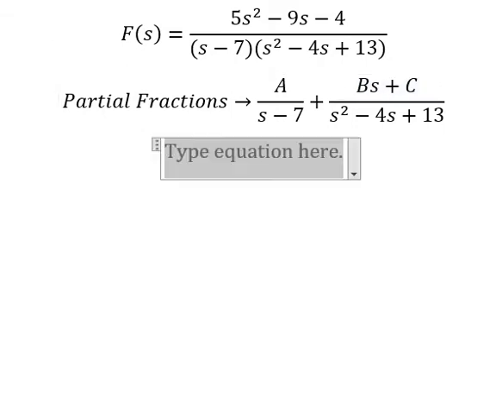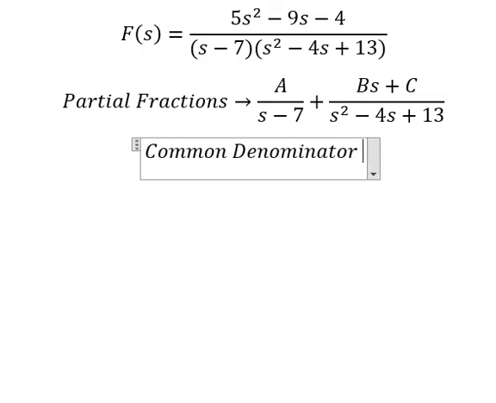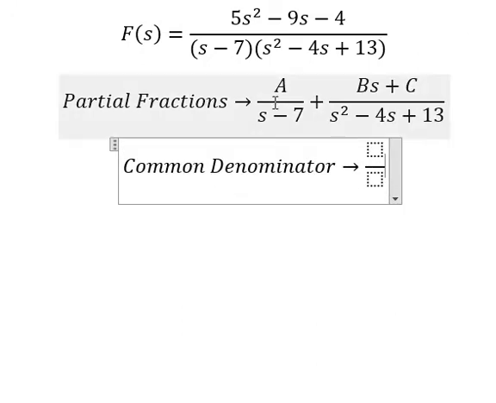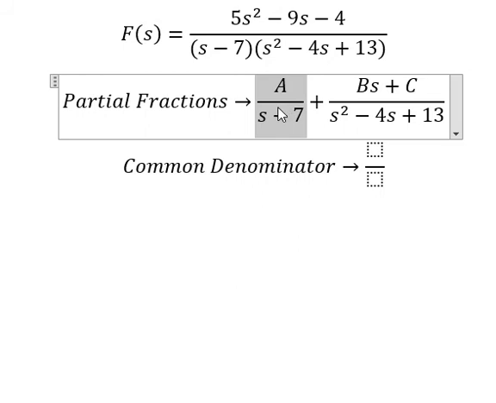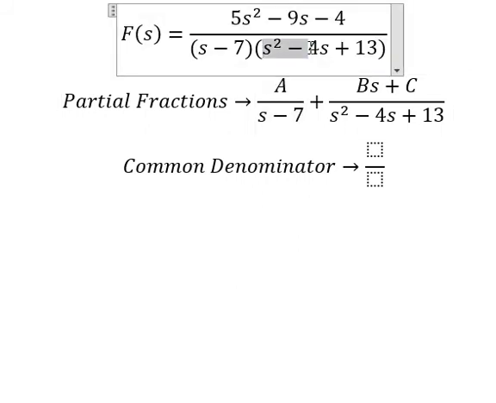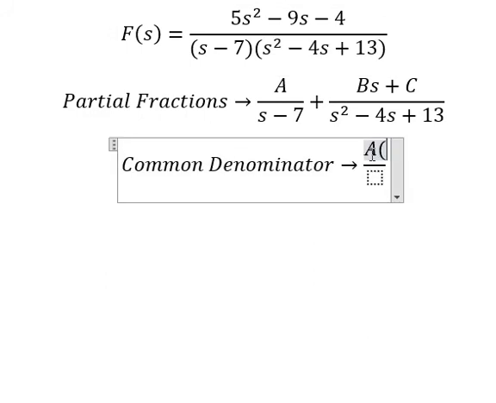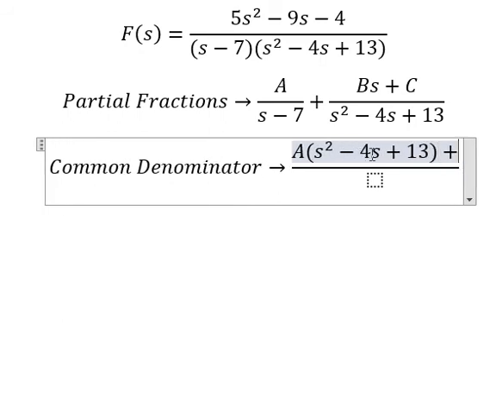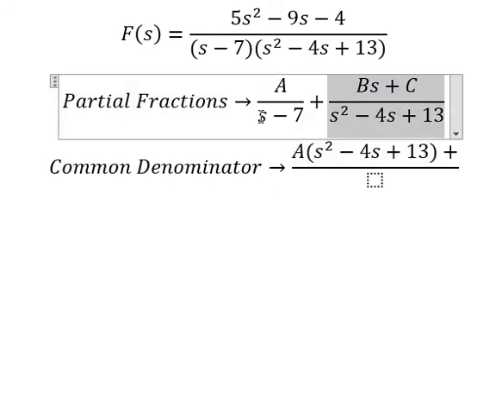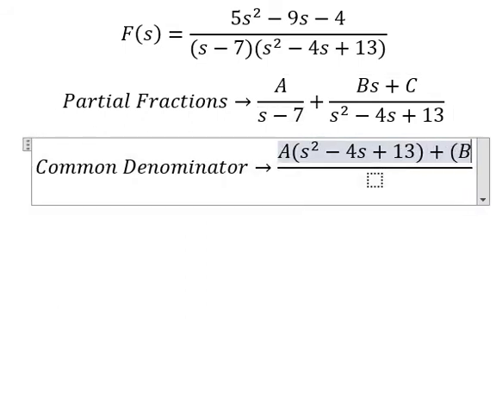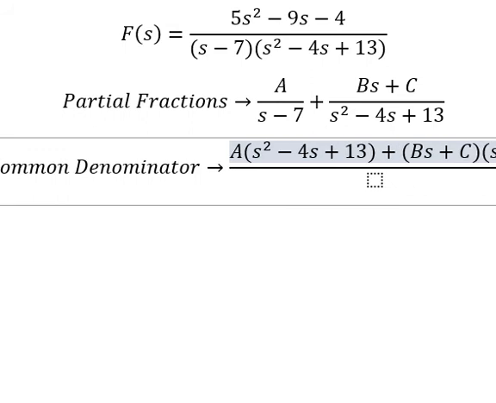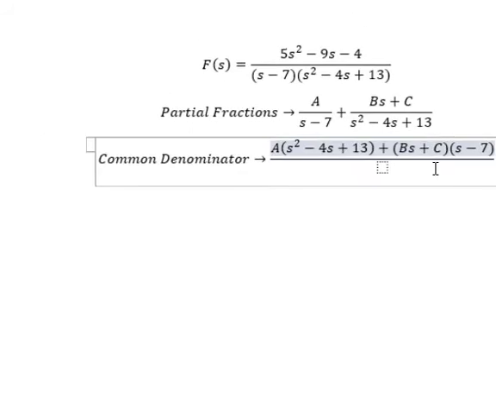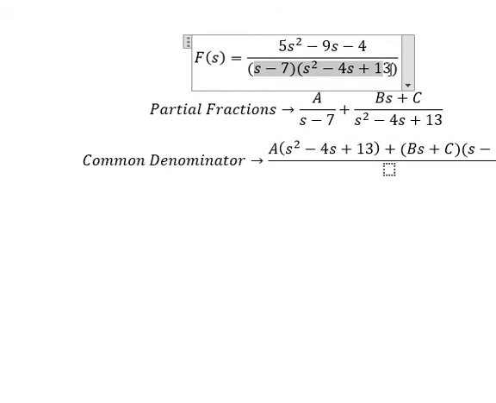Next, we do the common denominator. About this one, it is missing s squared minus 4s plus 13. So capital A multiplied by s squared minus 4s plus 13. About this one, it is missing s minus 7. So we have Bs plus C multiplied by s minus 7. And now we need to put this one in here.